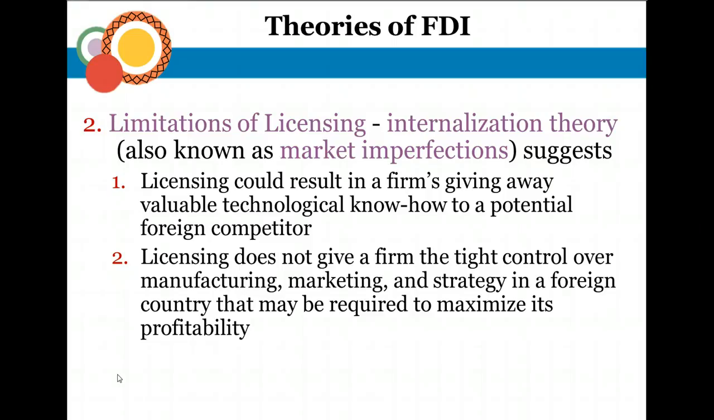The second problem with licensing is that it does not give a firm the tight control over manufacturing, marketing, quality, and strategy in the foreign country that it may require to maximize its profits. So you lose some control when you license your product. With licensing, control of manufacturing, marketing, and strategy is granted to the licensee in return for a royalty fee. So for every unit they sell, they pay you back a royalty.